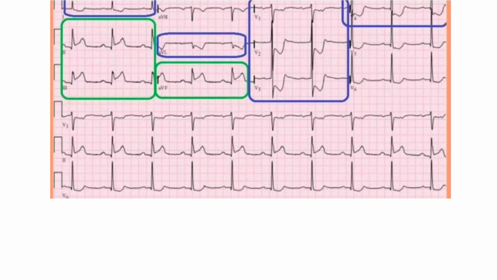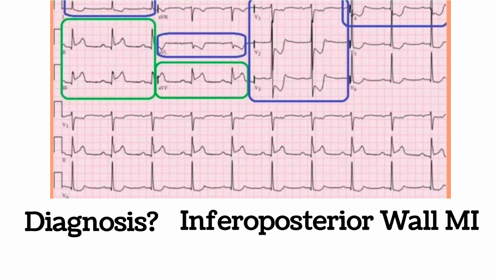Now this is probably the highest yield EKG strip of this whole video. The green color is showing ST segment elevations in leads 2, 3 and AVF, and we know very well this is our inferior wall myocardial infarction. And leads 1 and AVL are showing reciprocal ST segment depressions.